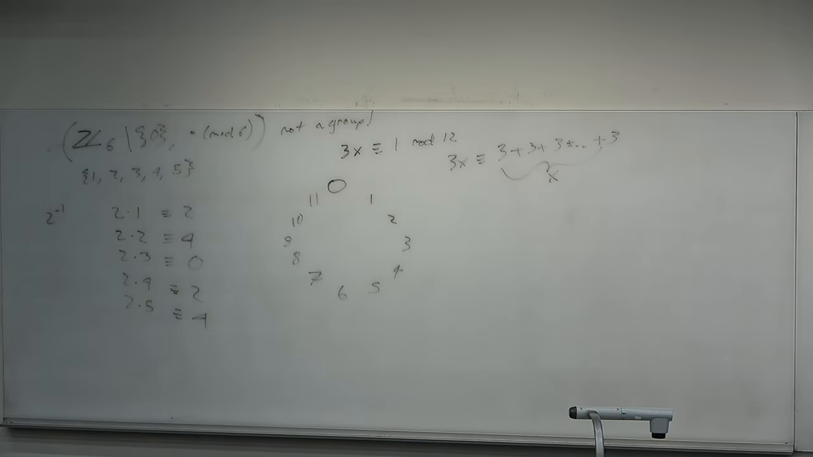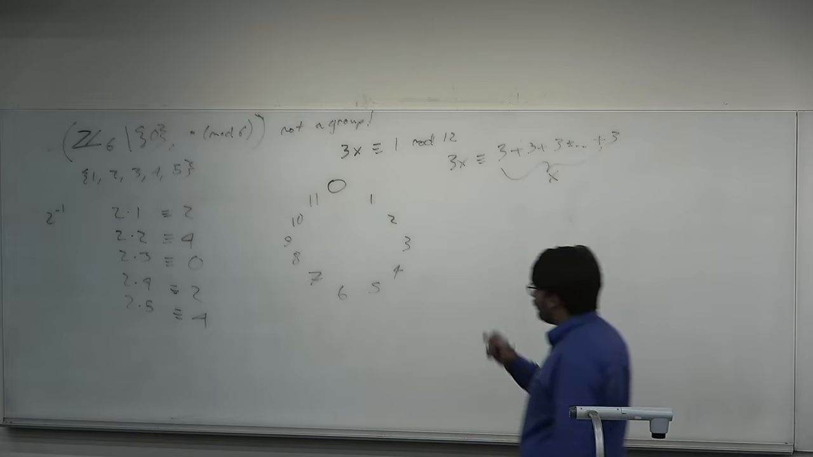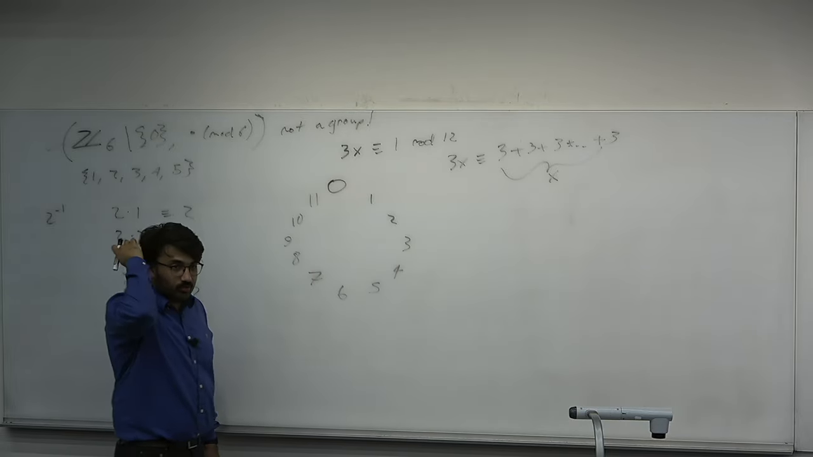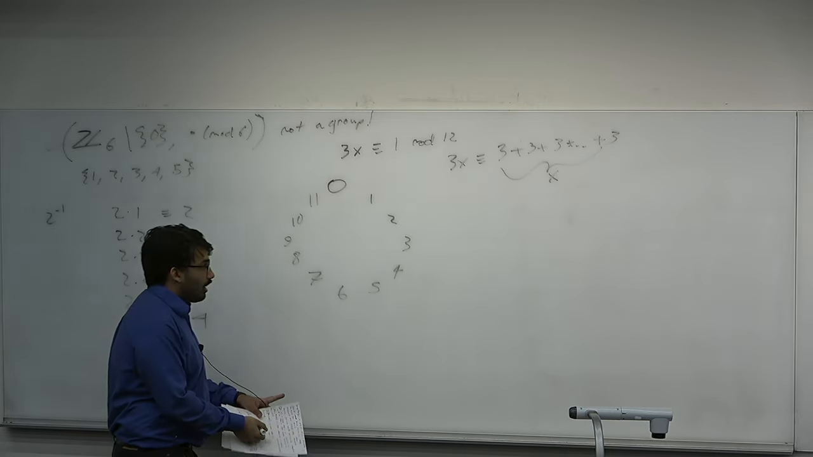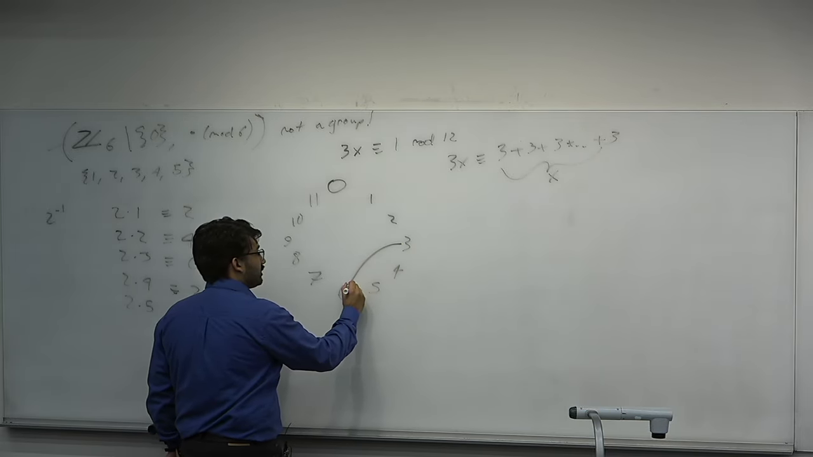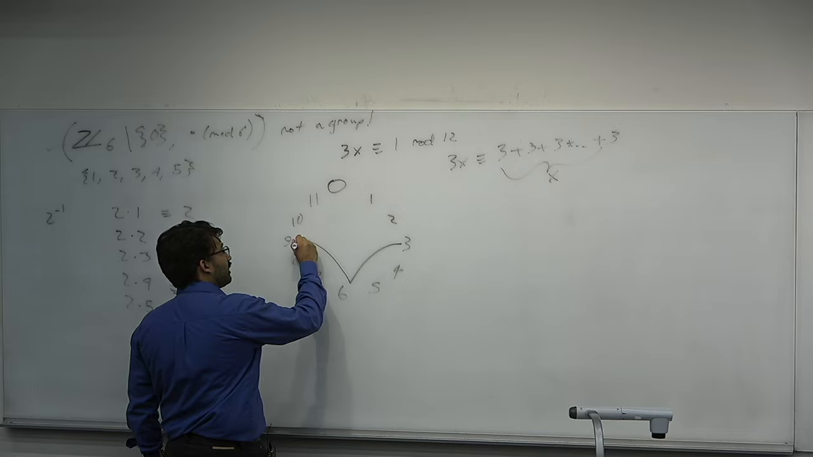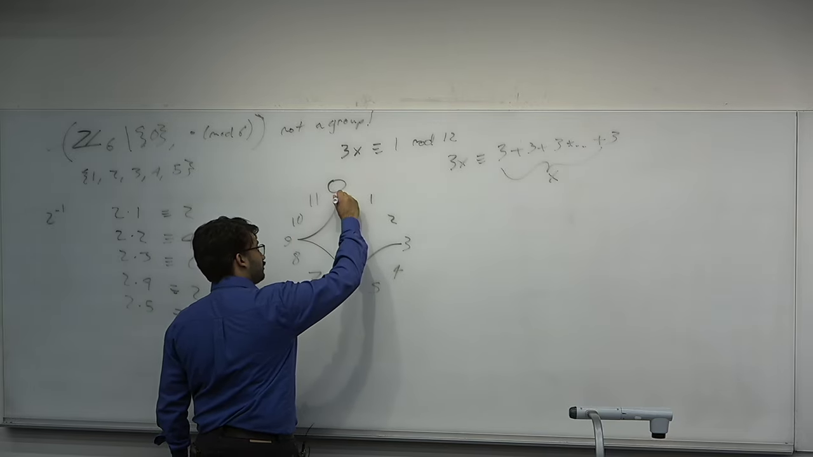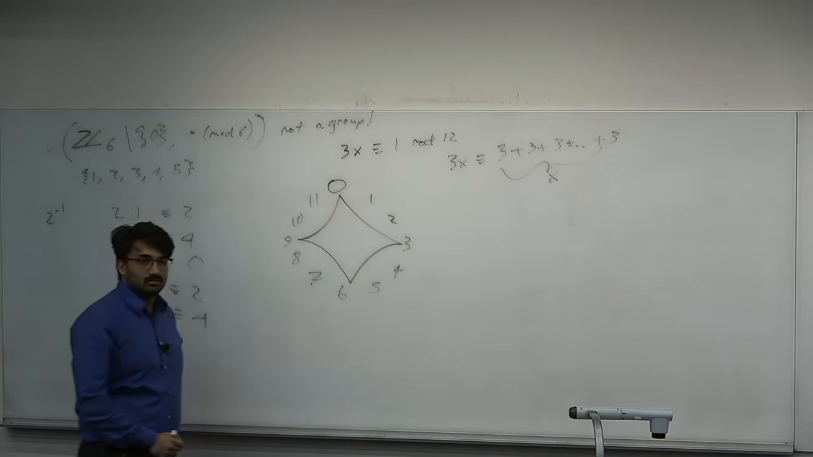Let me see if we have a different color. Oh, I don't. Okay, whatever. Fine. So we're going to start at 3 and then add it to itself several times to see what happens. When we add 3 to itself, what's going to happen? 3 plus 3 is what? What is 6 plus 3? What is 9 plus 3? What's 0 plus 3? All right, so we get into a cycle.